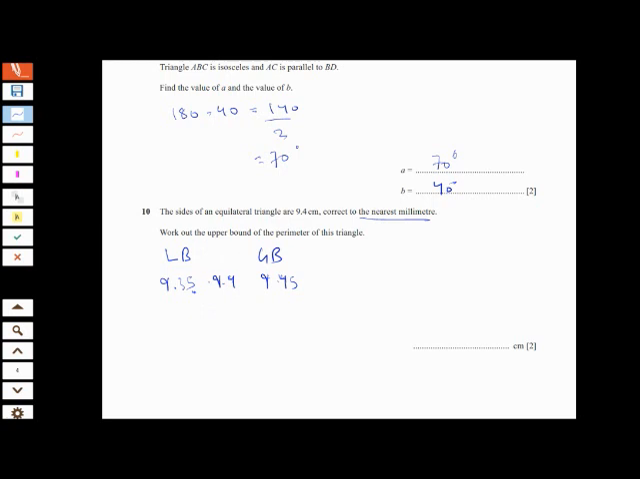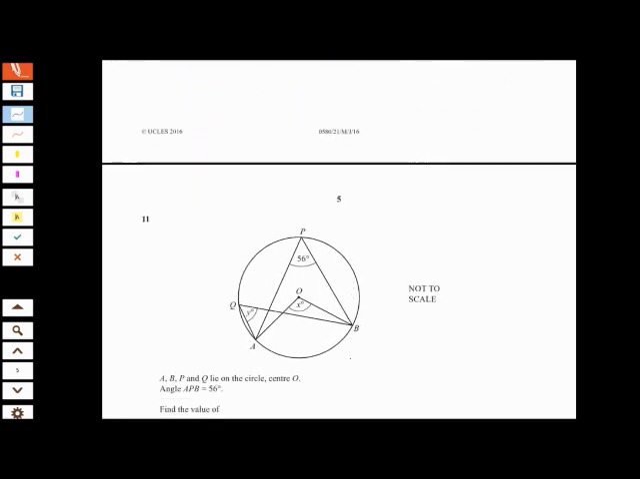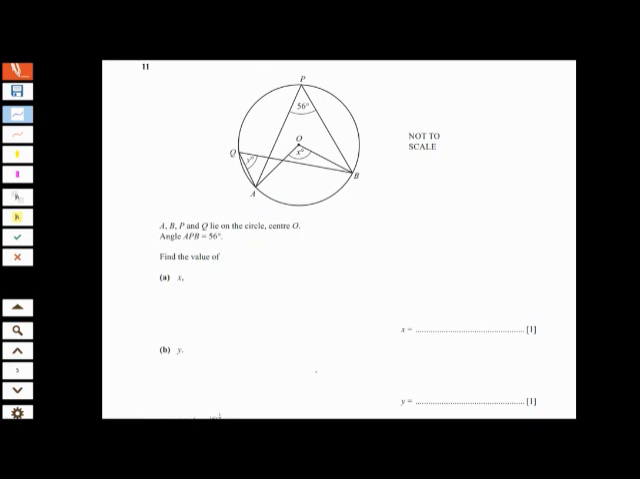And so they want the upper bound of the perimeter of the triangle. So all I have to do is just multiply 9.45 by 3, because there are 3 sides. And you'll get your answer, 28.35 centimeters. That's the upper bound of the perimeter. Alright, now question 11. Oh, that was fast. Now question 11.